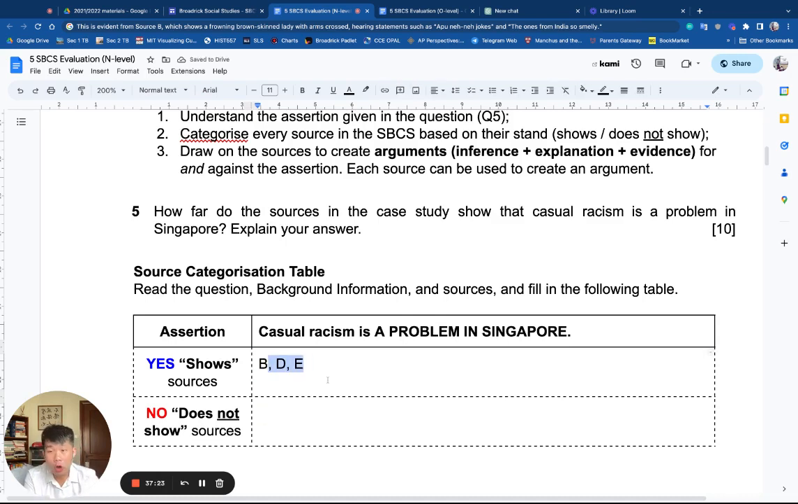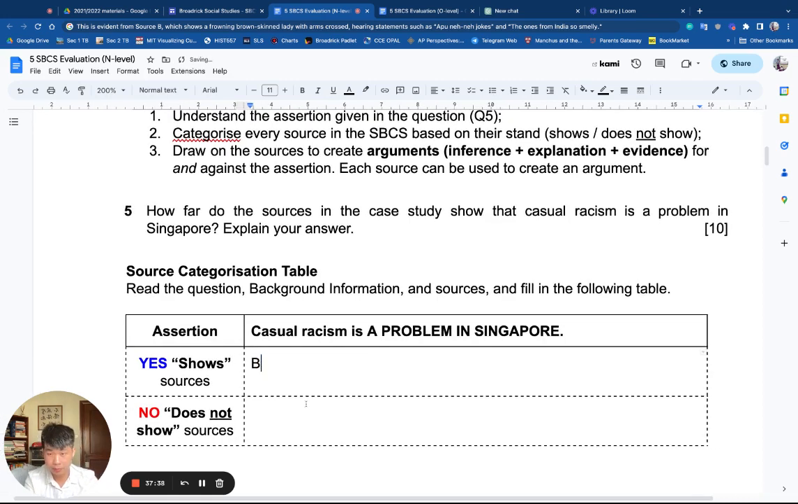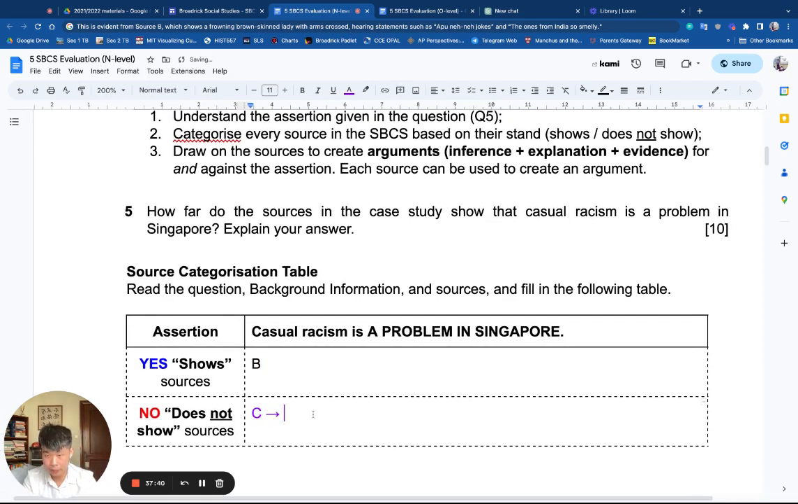Maybe BDE is all correct. And this would be a L2 for N-level students. It will be a L2, maybe 3, 4, 5 marks. This will be a 5-mark answer. Whereas if you had just written B and C, this would be merely L3, 7-mark answer.